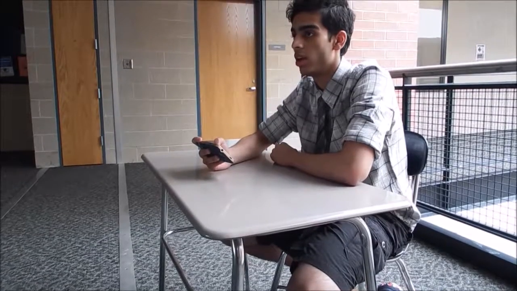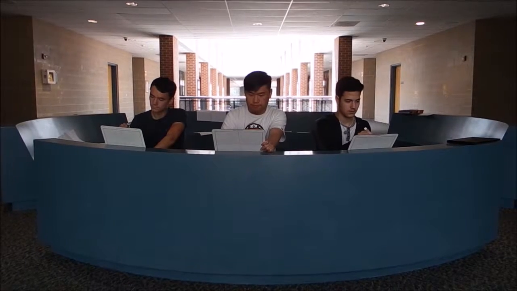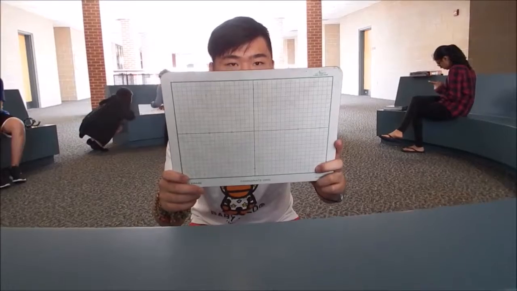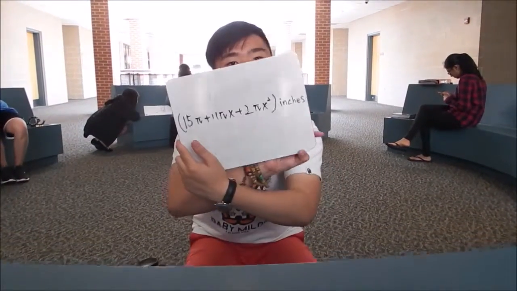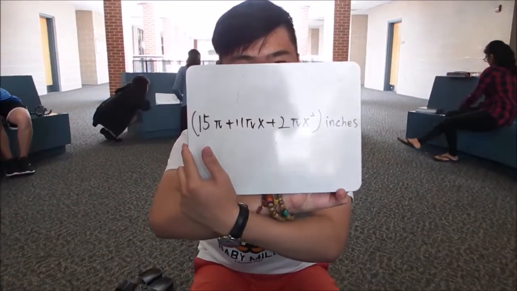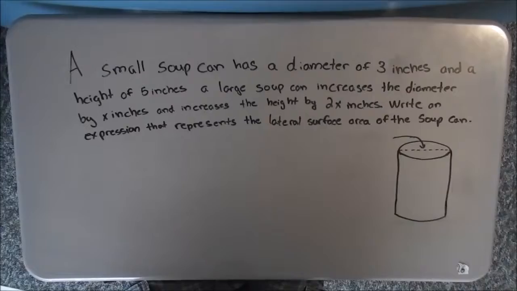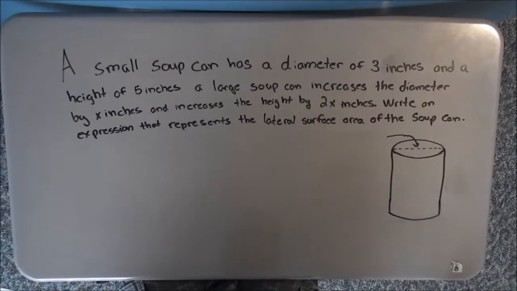A small soup can has a diameter of 3 inches and a height of 5 inches. A larger soup can increases diameter by x inches and the height by 2x inches. What is the lateral surface area of the larger soup can? I got it. Yankee, your answer is correct. Alright, so let's get to explaining this problem.